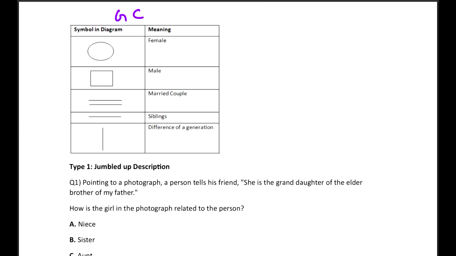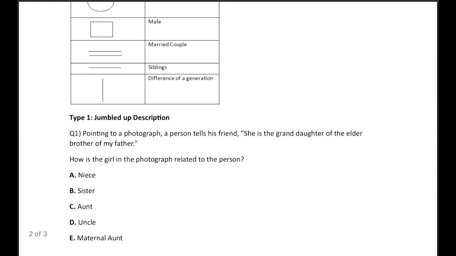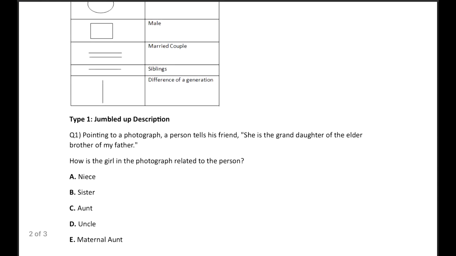There are typically only two types of questions you will come across in blood relations: one is called jumbled up description and the other is relation puzzle. In jumbled up description, you can take a screenshot or pause the video and try it on your own. In these questions there is no stoppage, it is a complete continuous question. For example, here you see, she is the granddaughter of the elder brother of my father, and it doesn't stop. It can even go longer. When there is such a continued expression, this is called a jumbled up description.